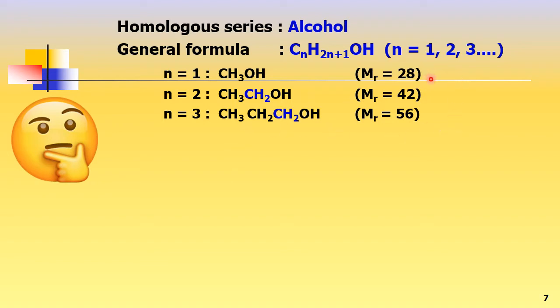Inspecting the molecular weight of 2 successive members, the difference in molecular weight is 14 mass unit. This is due to the presence of an additional CH2 group as the number of carbon atom increases by 1.